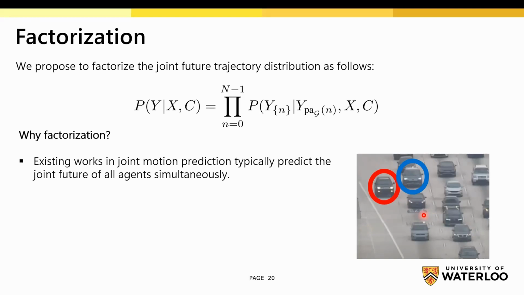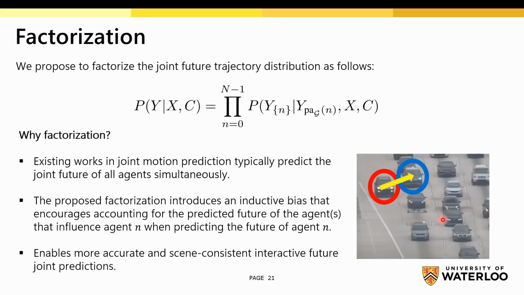But remember that the future of blue is really conditional on our prediction of where red is going to go. This is exactly how we were acting as the driver of blue. And so we only really decide to yield because we predict that red is going to merge in front of us. And so simultaneously predicting all the futures does not allow us to model this dependence on the behavior of interacting agents. But factorization enables exactly this.